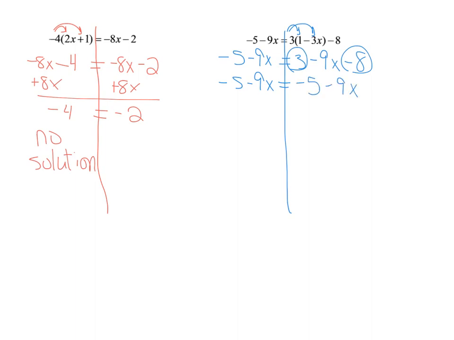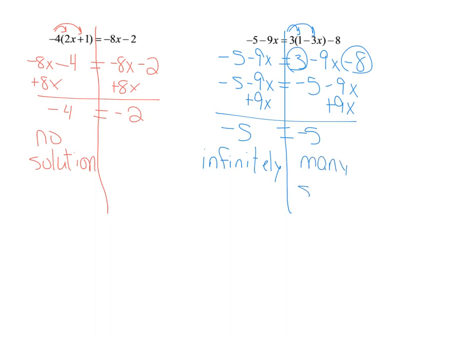Minus 9x. Now right here, if you notice that those are exactly the same, negative 5 minus 9x equals negative 5 minus 9x, you can go ahead and finish at that point. If you don't notice that, move your variable, and you get negative 5 equals negative 5. How often is that true? Always. If you get something that's always true, your answer is infinitely many solutions.